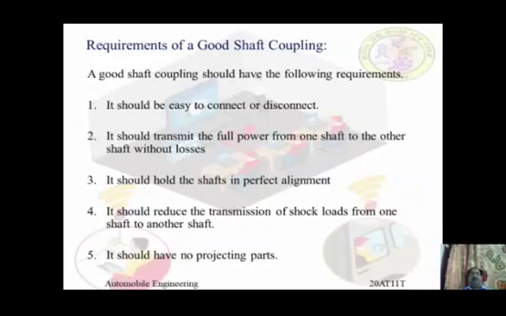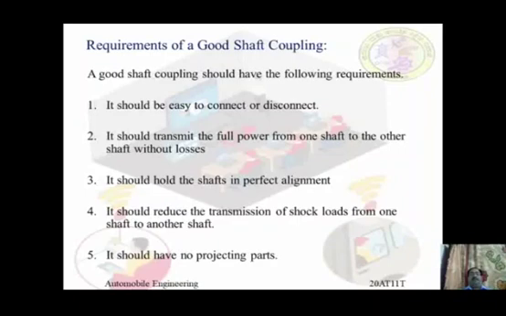Fourth one, it should reduce the transmission of shock loads from one shaft to another shaft. That means when the shafts are rotating or working, there will be a little shock or vibration created on the shaft. So that shock load should not transmit to the other connected shaft. So our good shaft coupling should reduce the transmission of shock loads from one shaft to another shaft.